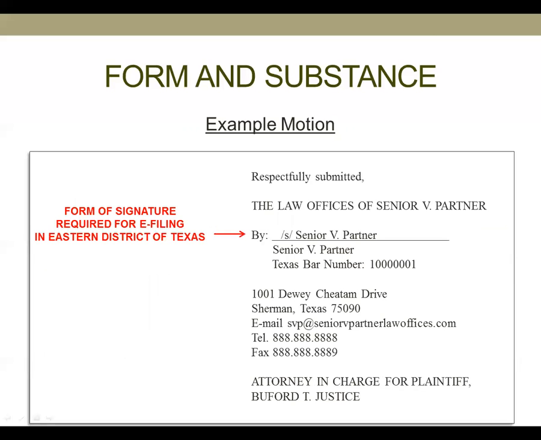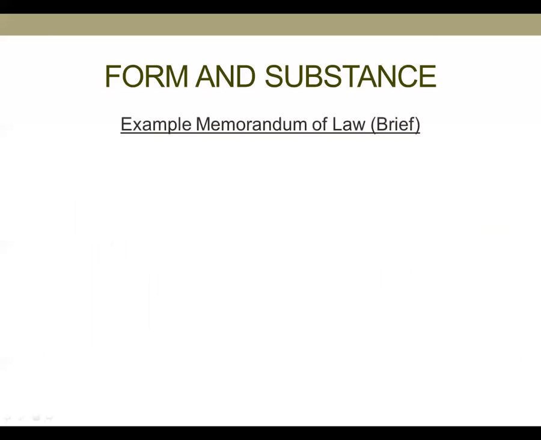And here we have the signature block, also known as the subscription. And in this version, we have the electronic signature typed in, which is the way it is required to be done in the Eastern District of Texas if a party is going to electronically file the motion rather than file it on paper. So that's an example of the motion itself. The motion, again, is normally very brief.